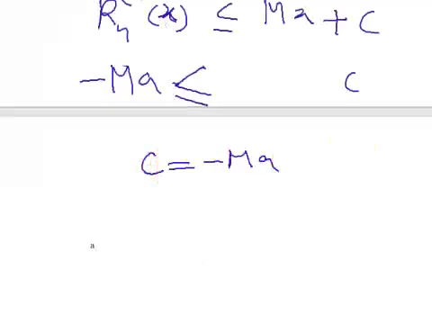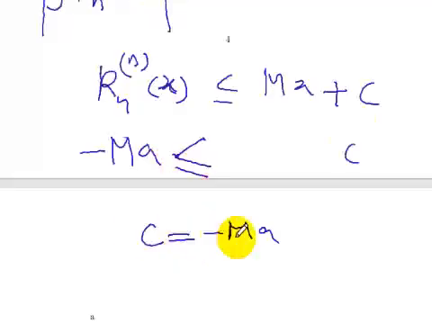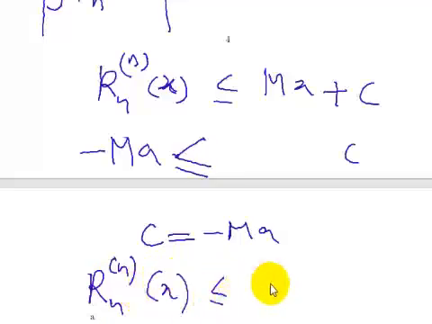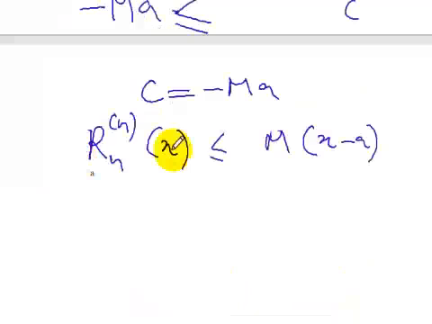Now I sub this one into here, then it gives the nth derivative of the error term is less than or equal to m times x minus a. Now you can integrate this again. So finally, you can integrate this one.